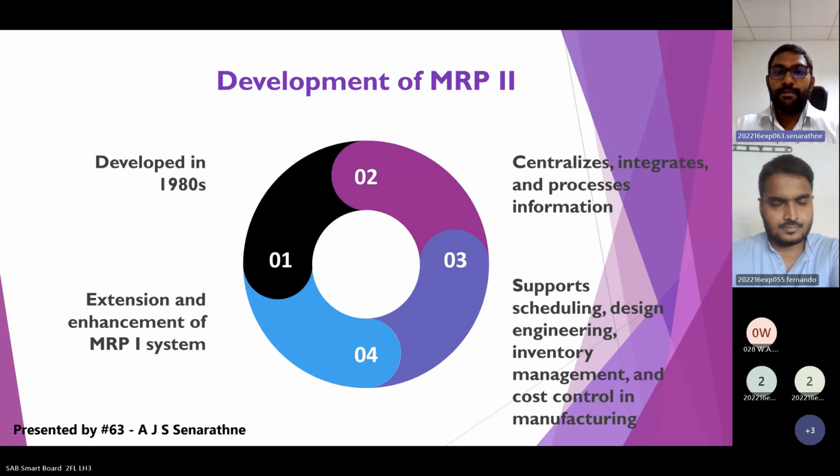Yes, the development of MRP2. We can see the development happened in the 1980s. So we could say this is an extension and enhancement of the MRP1 system. This MRP2 software centralizes, integrates, and processes information, and supports scheduling, design engineering, inventory management, and cost control in the manufacturing section. Next slide.